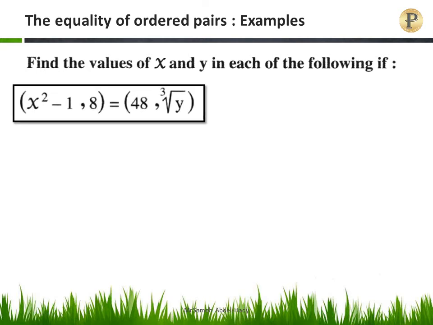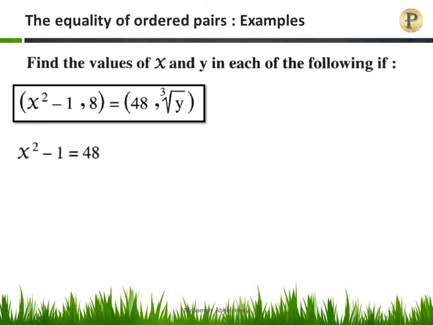Now you have to take an example. Find the values of x and y in each of the following. Please pay attention. I want to solve this example. It gives us (x squared minus 1, 8) as an ordered pair equals the ordered pair consisting of 48 and the cube root of y, and asks me for finding the values of x and y.